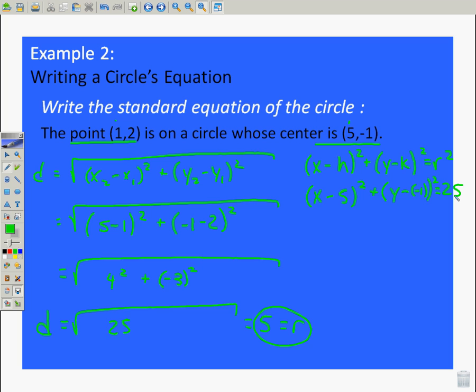Started writing on the white there. That's all right. X minus 5 squared plus y plus 1 squared is equal to 25.